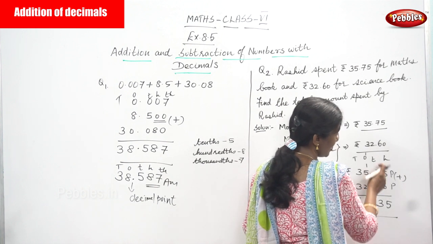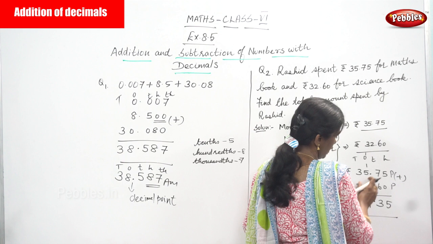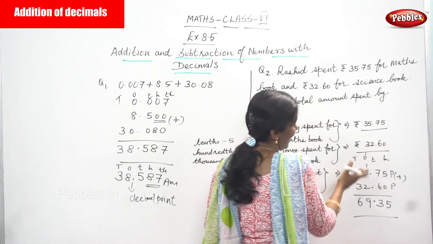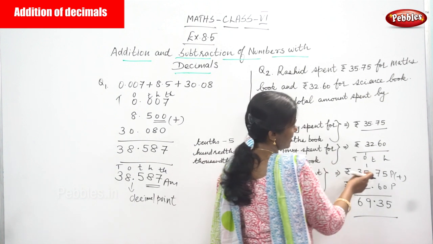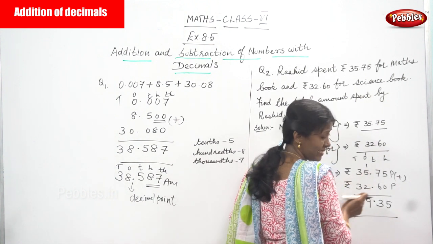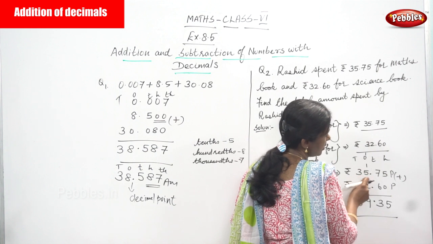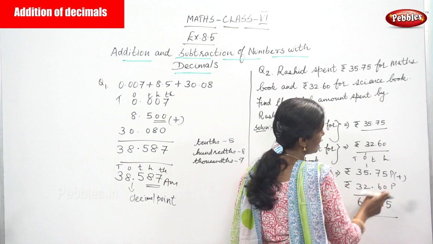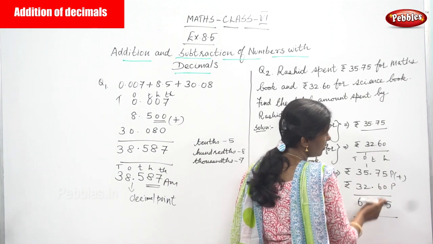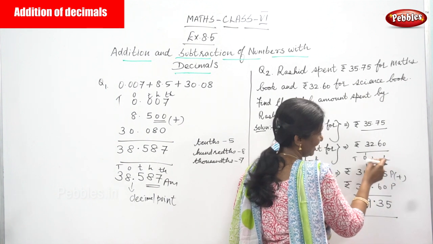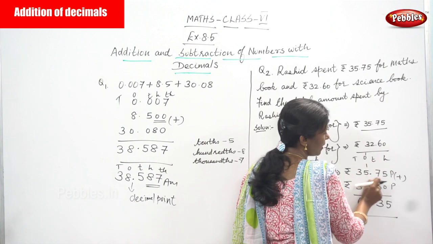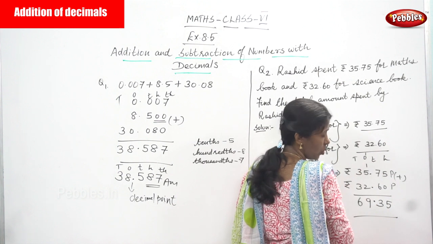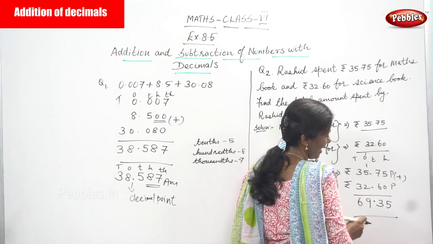I'll repeat once again, you are adding two amounts, not two values. One is the maths book amount, the next is the science book amount. The maths book amount is 35 rupees 75 paise, and the science book amount is 32 rupees 60 paise. So now we are going to add together. This is hundreds, and this is tens, because after the point we call them decimal values. After this comes the whole number, ones and tens. So you are going to add together.